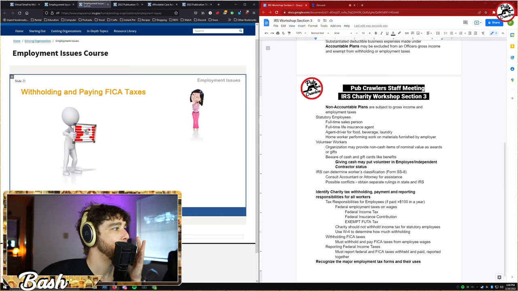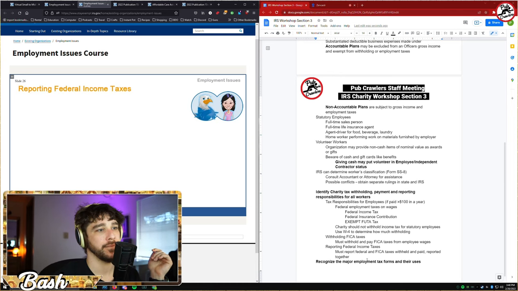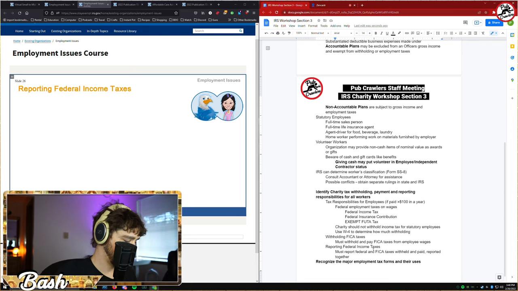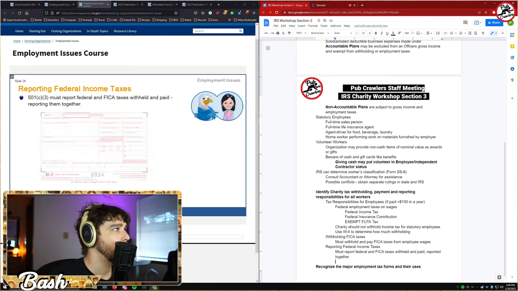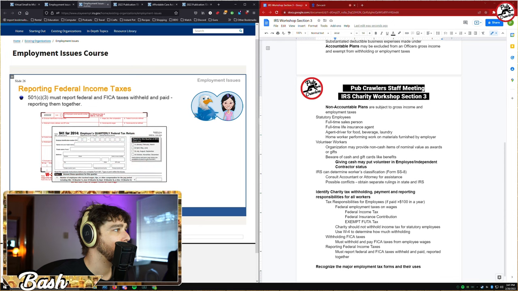Some of these taxes can be a bit confusing. Now I know what taxes to withhold. Is that all I have to do? Not quite. Once your 501c3 deposits the federal income and FICA taxes, it must submit returns showing that it withheld and paid them. And remember, just as the 501c3 pays federal income and FICA taxes together, it must report them together on Form W-2, Wage and Tax Statement, and on Form 941.